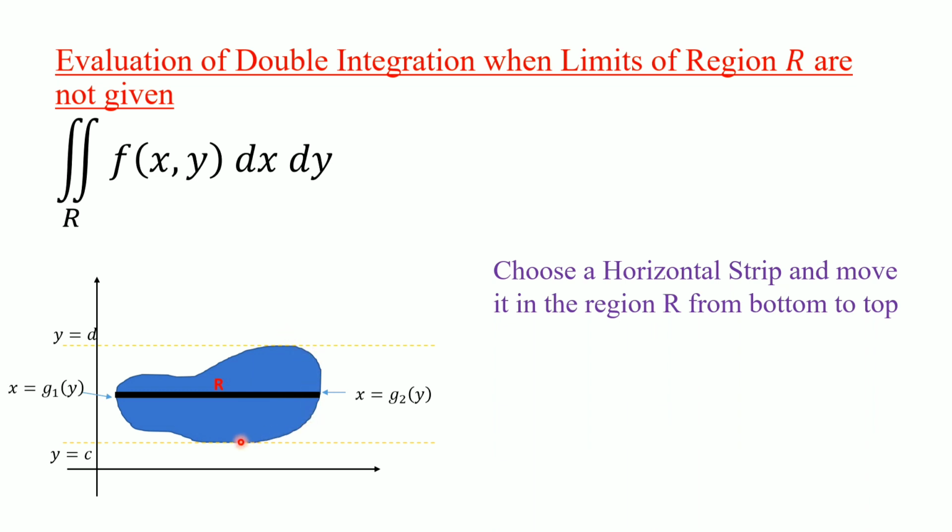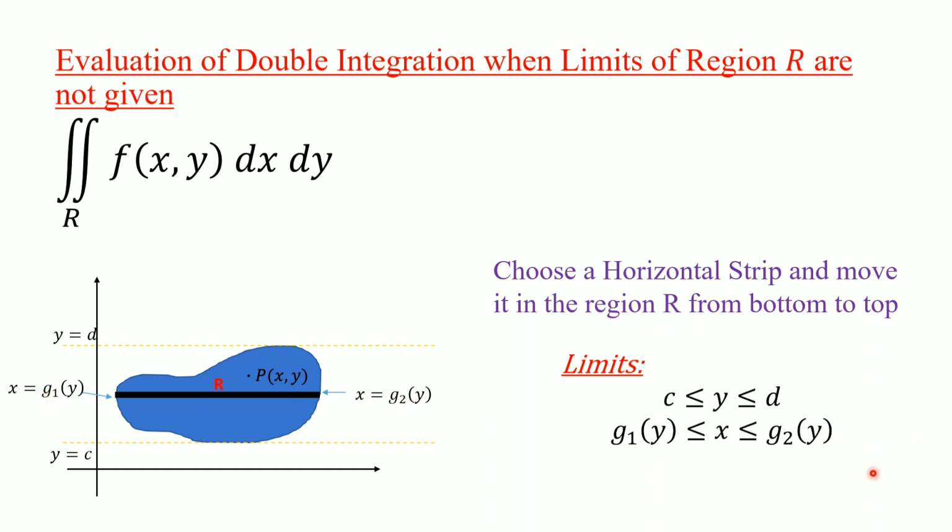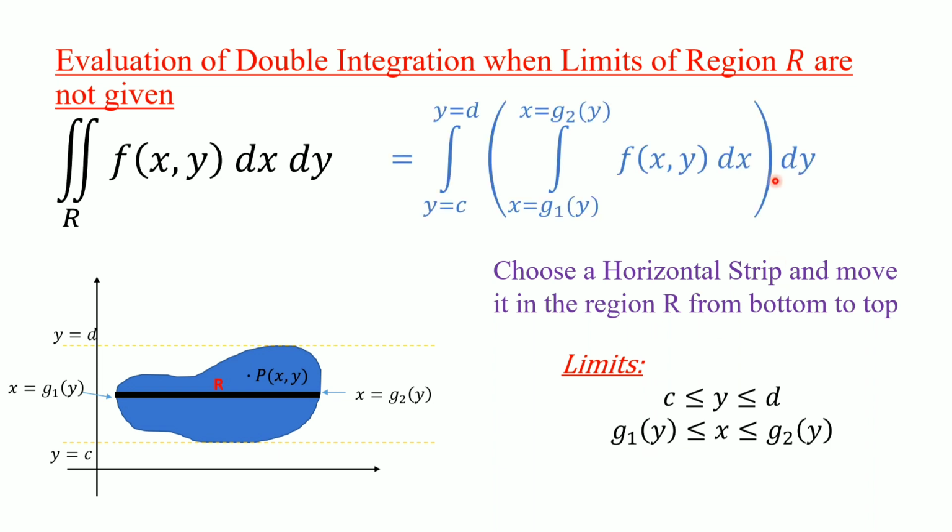Therefore if you take any arbitrary point P(x, y) in this region R, the y coordinate will always be between c and d, and the x coordinate will always be between g1(y) and g2(y). So these are the limits of this region R. Now the limits of y are constants here and the limits of x are functions of y, and therefore the order of integration will be first with respect to x and then with respect to y. So whenever we choose a horizontal strip, the order of integration is first with respect to x and then with respect to y.